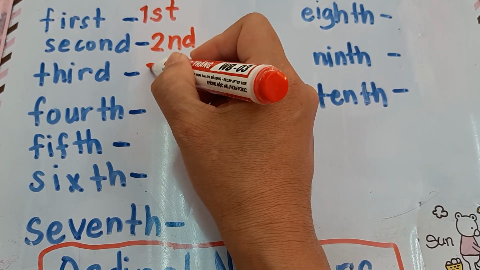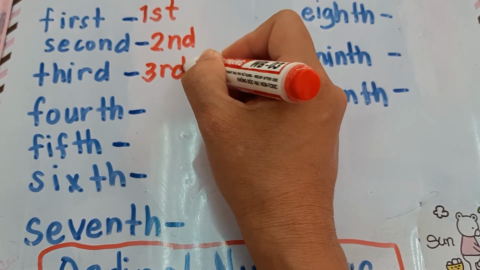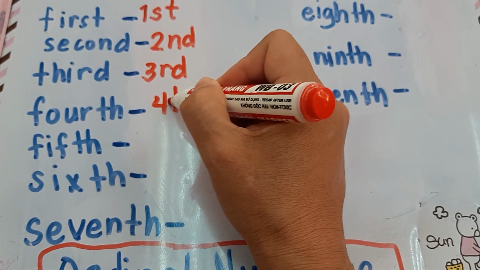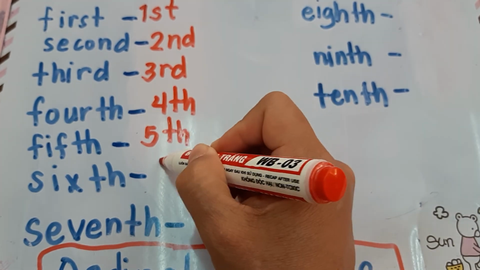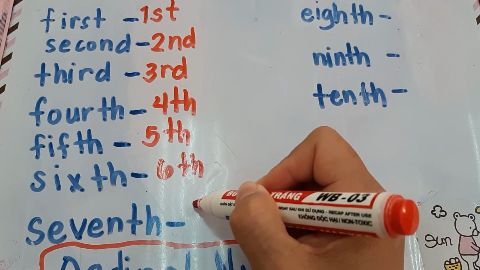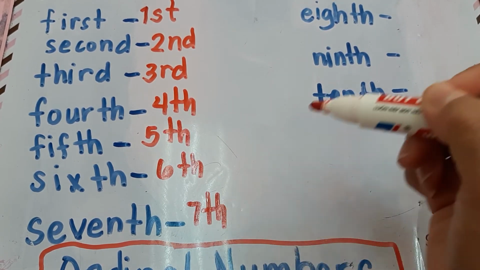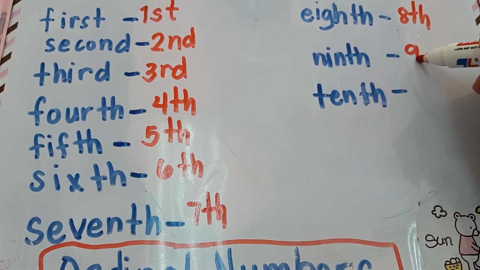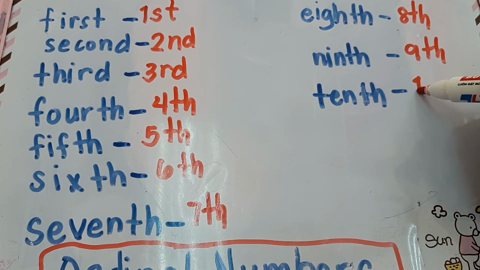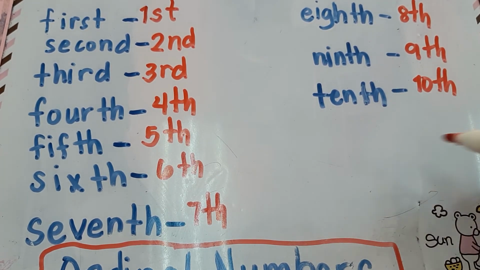Second, third, fourth, fifth, sixth, seventh, eighth, ninth, tenth, and so forth, like 11th, 12th. Now remember, ordinal numbers define a position or a place.